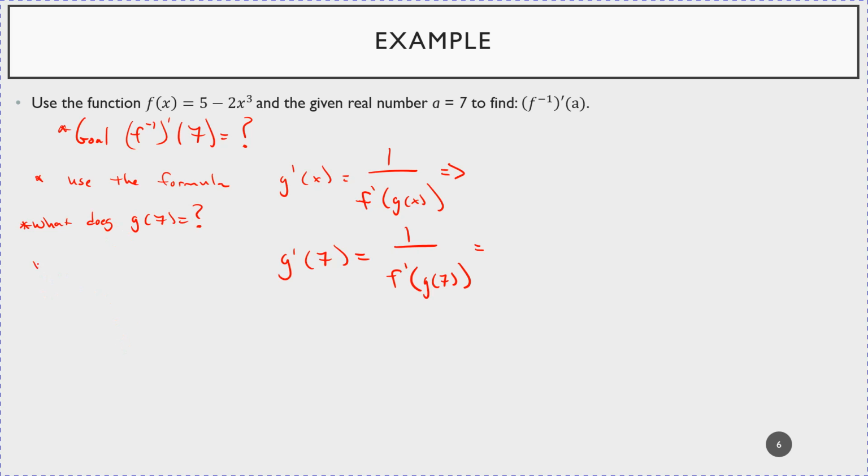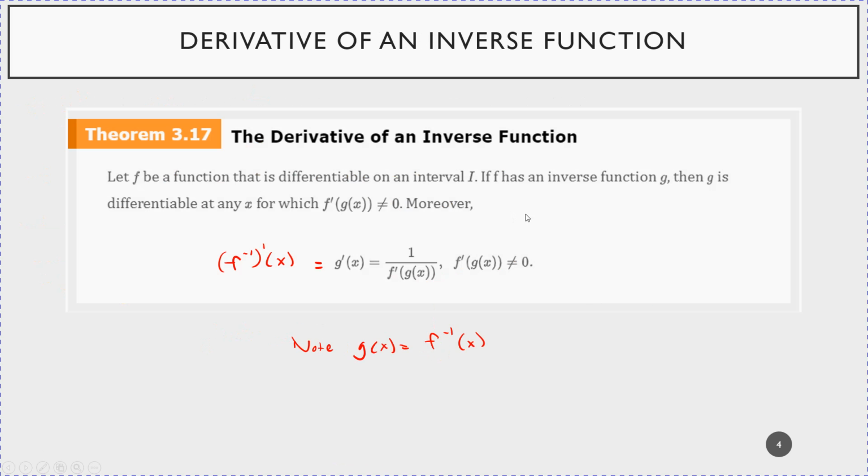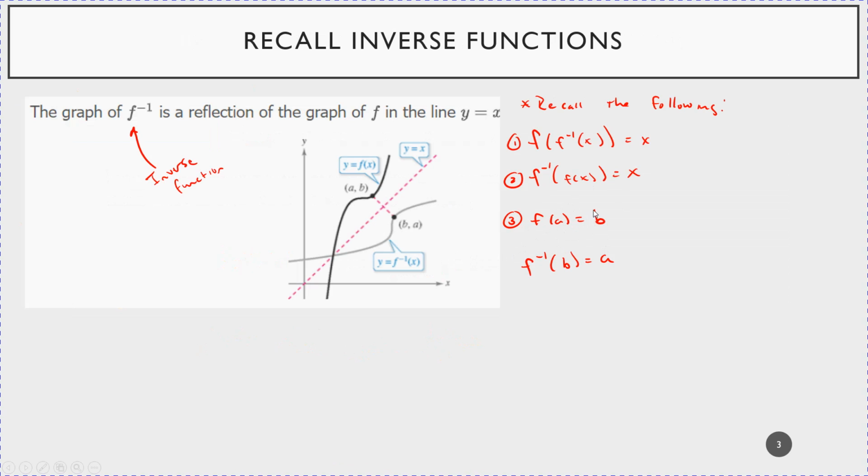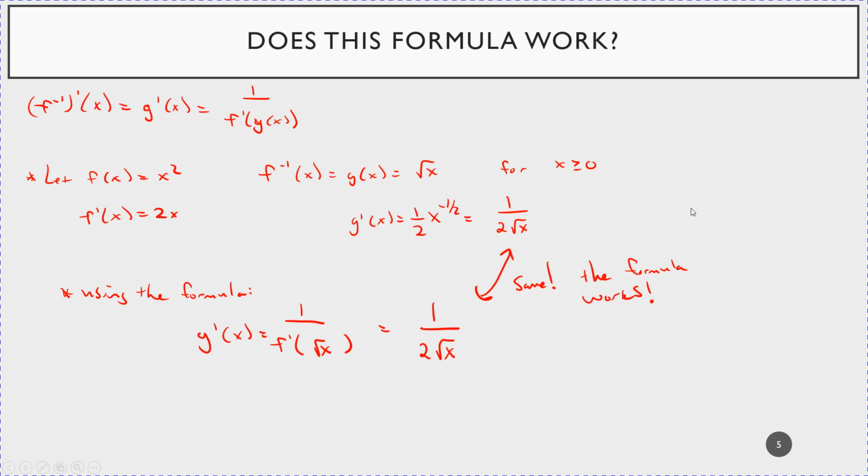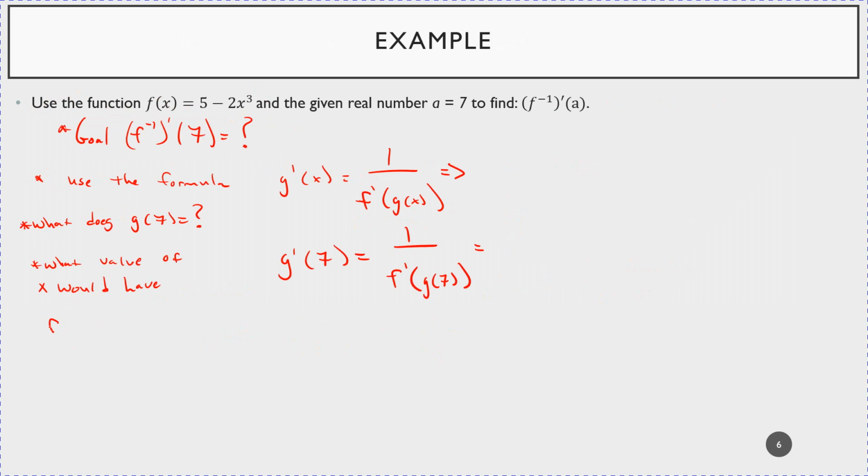So you've got to ask yourself, what value of x would have the original function, because looking back at our rules here, when f of a is equal to b, then f inverse of b is equal to a, would have f of x equal to 7. Well, if you were to just solve this, you'd subtract the 5 over, and you can obviously see here that x would have to be -1. That's the only way that would work.